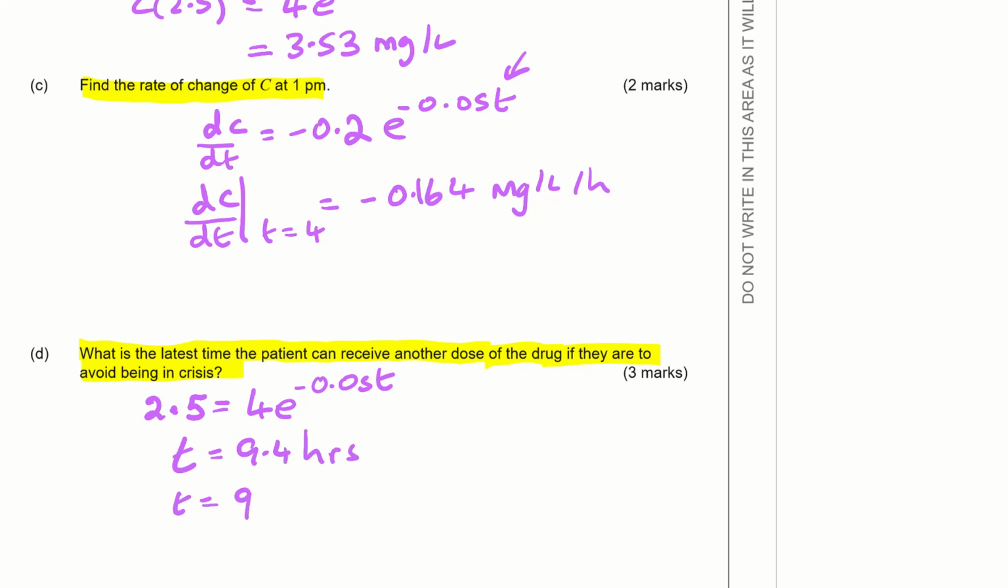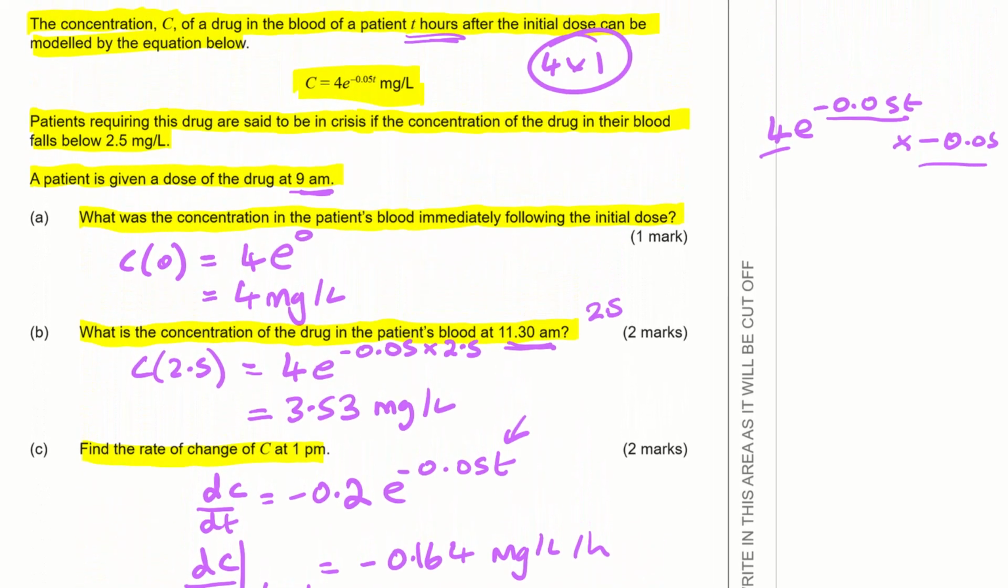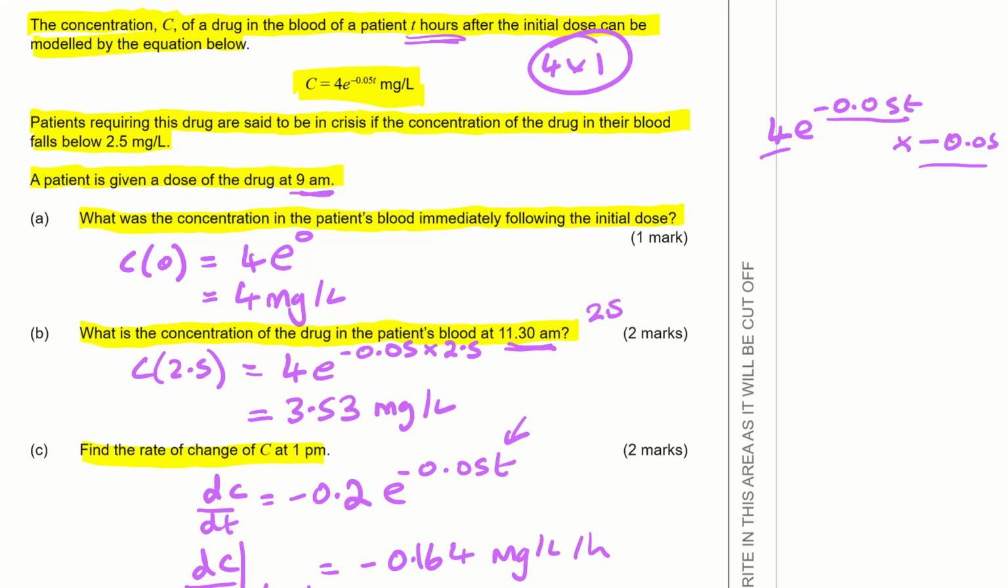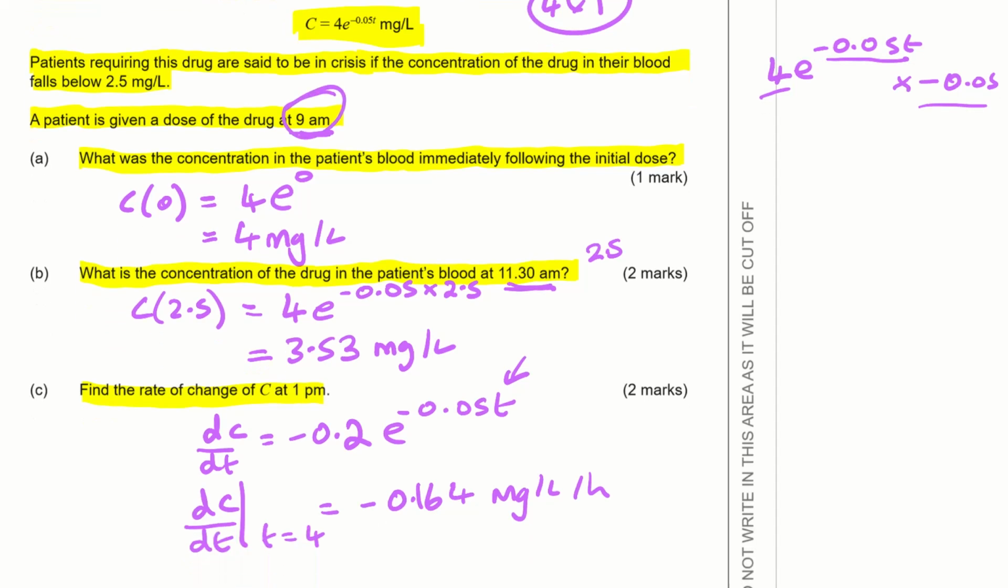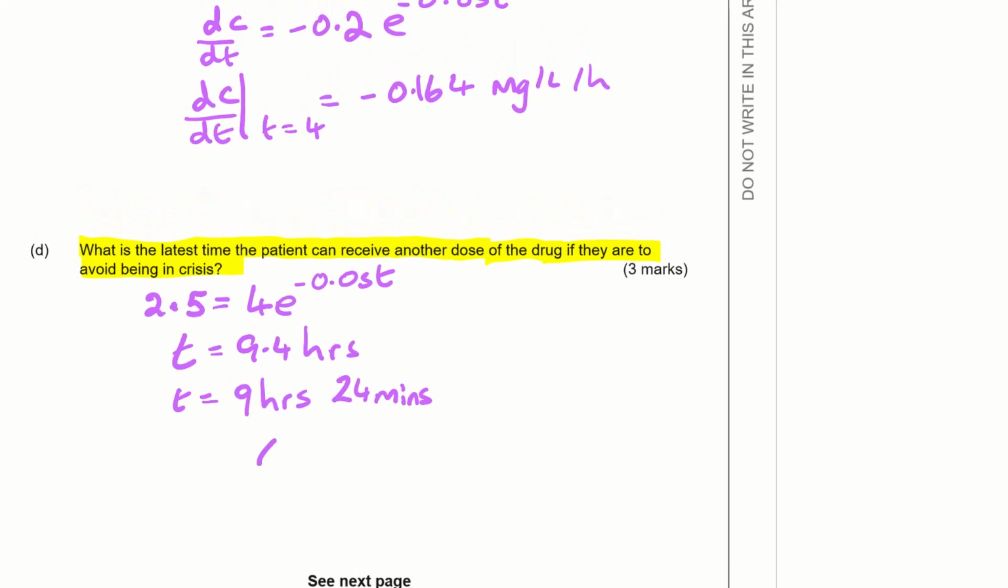And that means 9 hours, and 0.4 times 60 gives us 24 minutes. And so we want to count that on from the first dose, which was given at 9 a.m. And so adding 9 hours to that is 6, and so it's going to be 6:24 p.m.